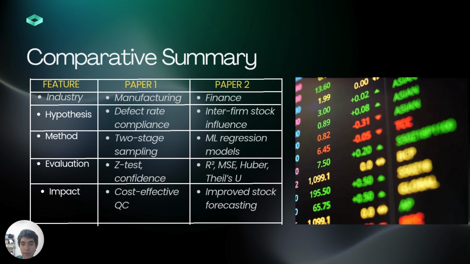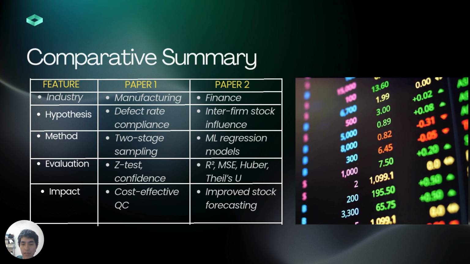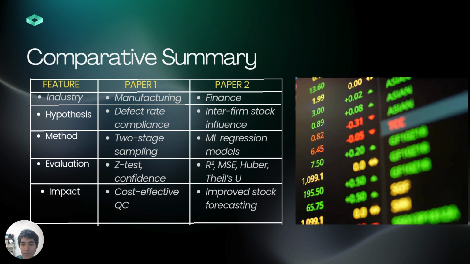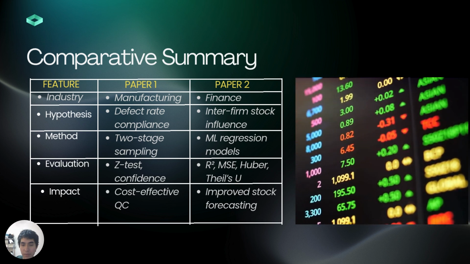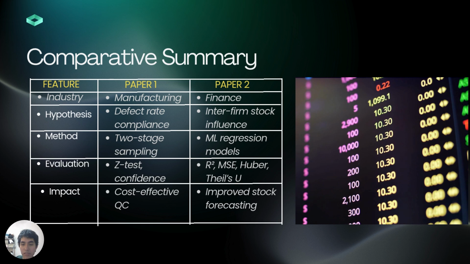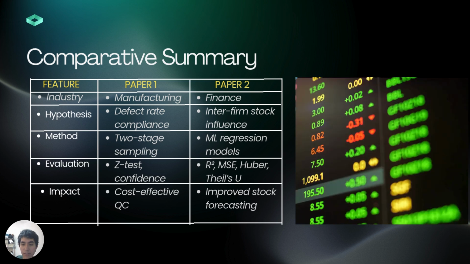Let's put the two papers side by side. In paper 1, the hypothesis tested whether a batch met quality standards. The method was dual stage sampling with seed test. In paper 2, the hypothesis tested whether firms and regions influence each other's stock losses. The method was machine learning with regression model evaluation.